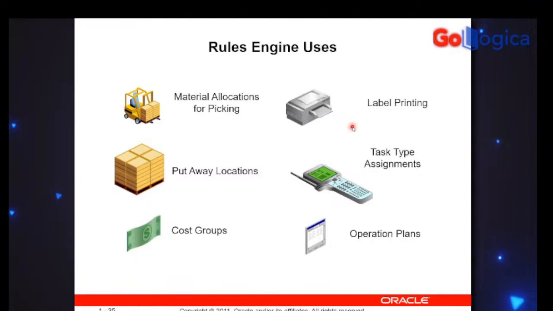And task type assignment, as I told, suppose we have orders, cycle count, so these are the task types and their assignment can be decided through these rules. And then at last, the operation plans, as we discussed earlier. So locator based consolidation, LPN based consolidation, all these things will come under this.